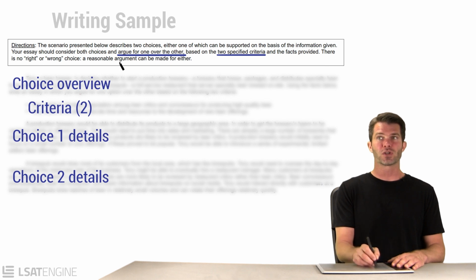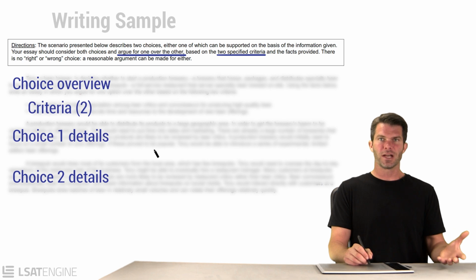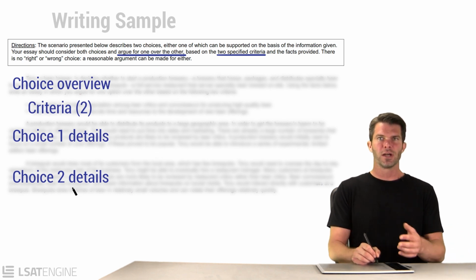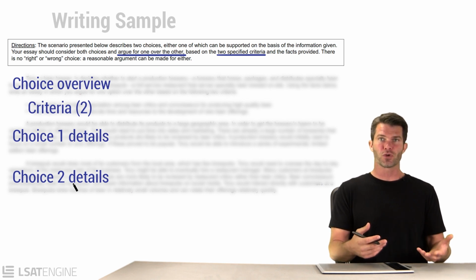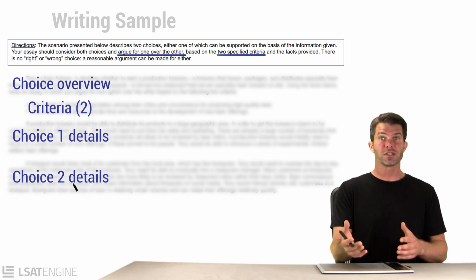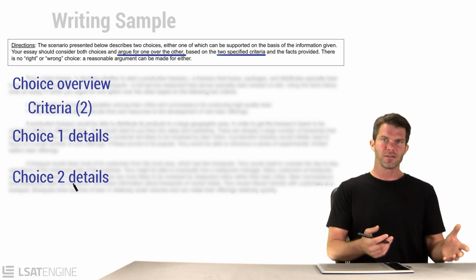There is no right or wrong choice. A reasonable argument can be made for either. And about half the students on any given LSAT are going to pick choice 1 and half are going to pick choice 2. And there's no right answer. All that matters is that you make a good argument for your choice, which is essentially identifying all of your pros, all of the good reasons for your side, and all of the negatives of the other side.